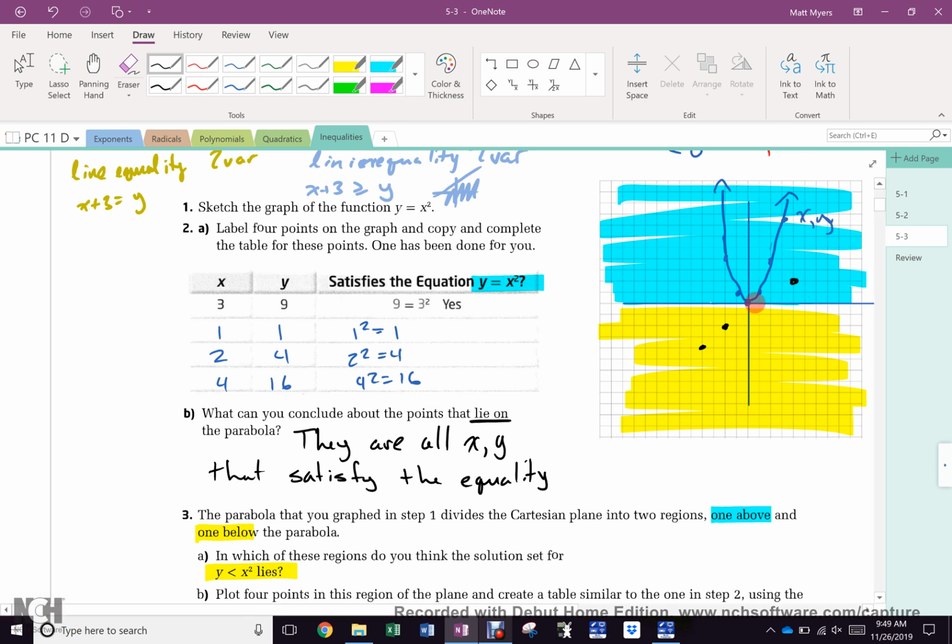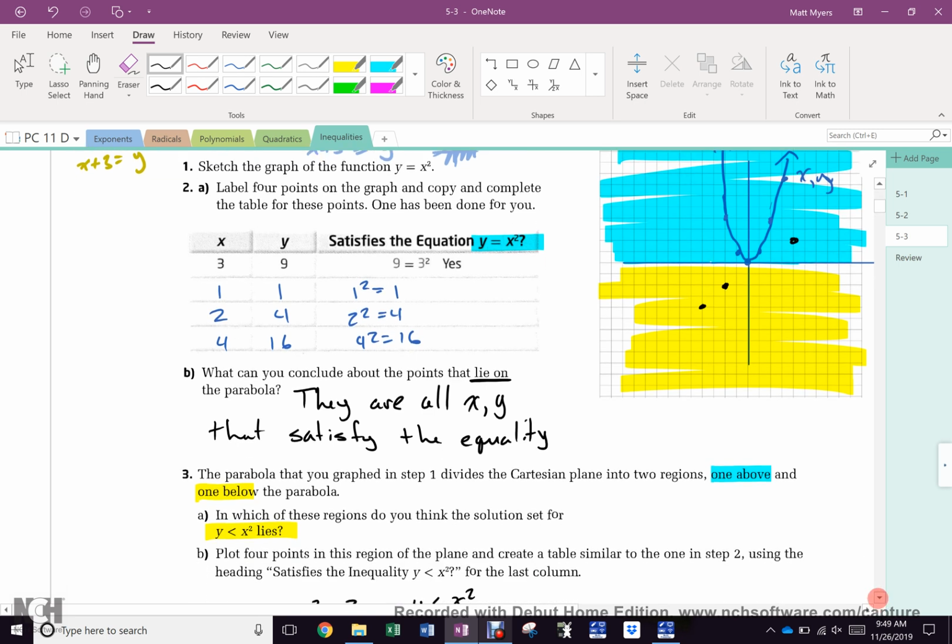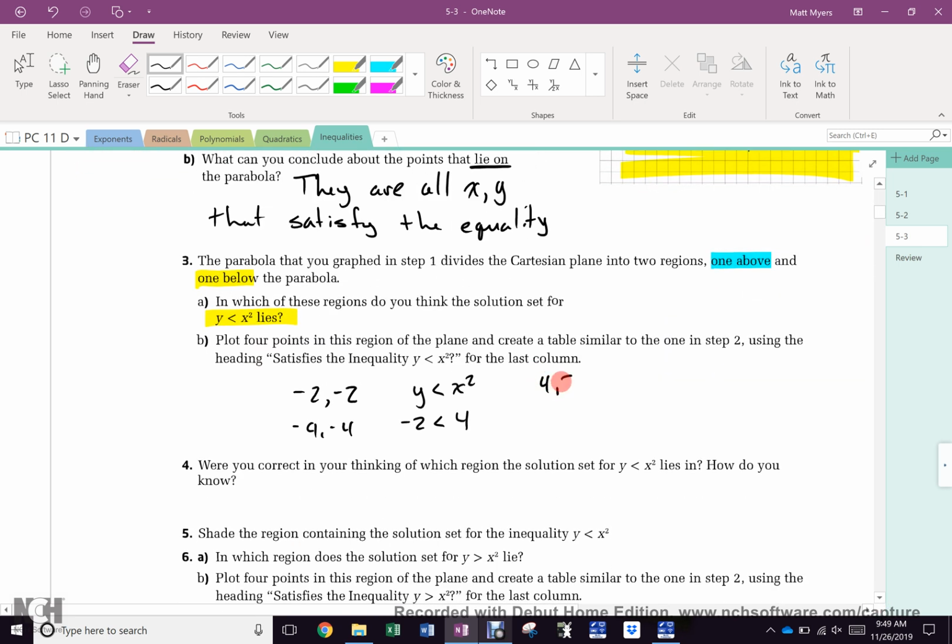Somebody give me a point from in the blue. Let's take this one right here. How's that? 1, 2, 3, 4, 2. Everybody okay with that? So let's check 4, 2, and I'm checking it in y is less than x squared. 2 less than, what's 4 squared? 16. Are we okay? That's still less. 2 is less than 16. We're still good, yeah? Okay.